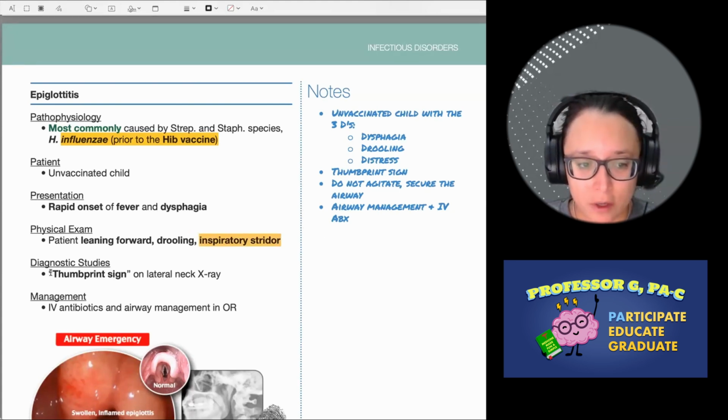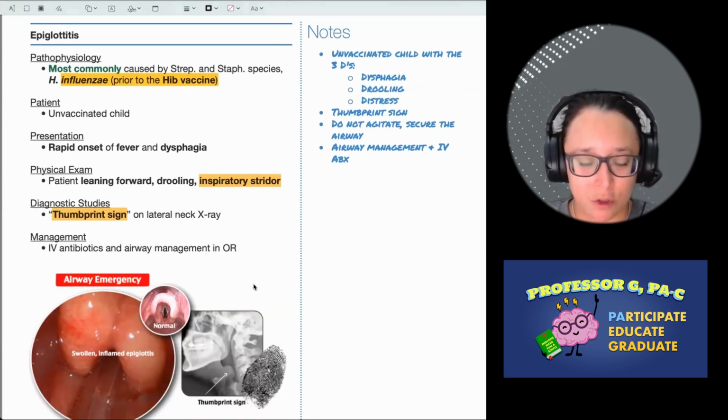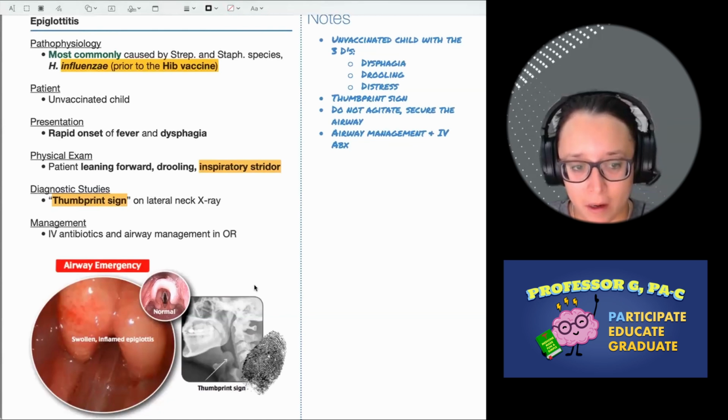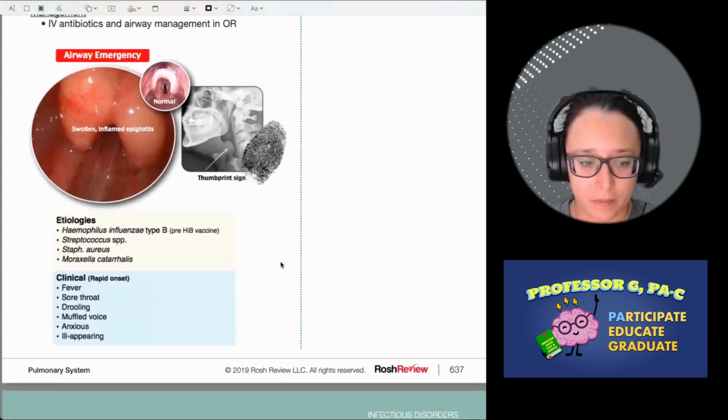The classic x-ray finding is going to be the thumbprint sign. However, like we've mentioned multiple times, you don't necessarily get the x-ray in all occasions. And most importantly is airway management. Okay, so not getting the kid super agitated, keep protecting the airway, and then also administering IV antibiotics. Okay. Most common bug, H. flu, although we don't see it as much anymore because we vaccinate against it.